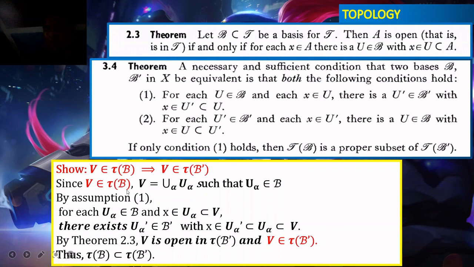So V has a class. V class is equal to the union of the U alpha for all alpha, such that U alpha is an element of script B. Right, so if you have an element class in tau script B, it is equal to a union of elements of script B.